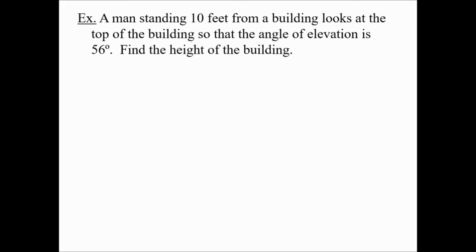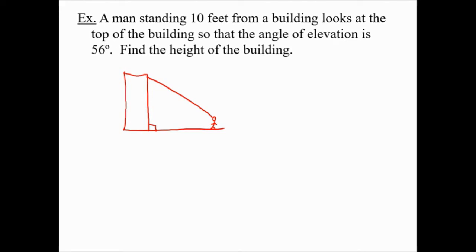So a man is standing 10 feet from a building. A man standing 10 feet from a building looks at the top of the building so that the angle of elevation is 56 degrees. Find the height of the building. Okay, well, let me draw the building. There it is. Here's a little man, a beautiful stick figure. He's looking up at the top. I'm going to assume, once again, that the building is straight up and down, so that's a right angle. Hopefully it's not too big of an assumption.